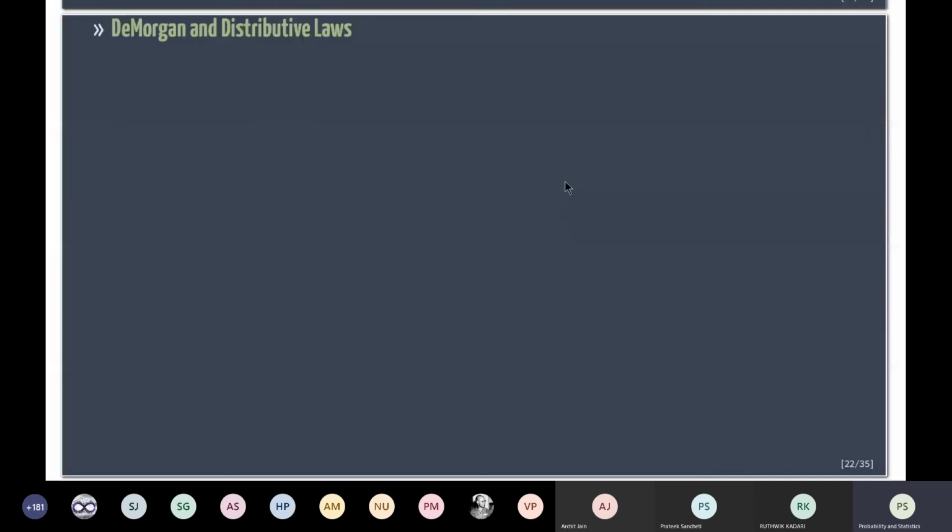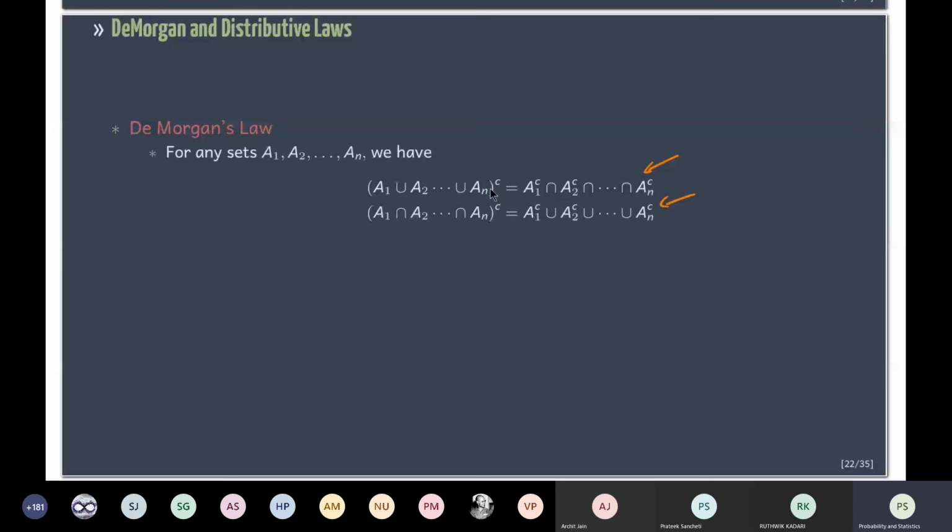And then there is De Morgan's law for any sets A1 to An. We have seen this De Morgan's law in the discrete maths class on set theory. The complement of the union is the intersection of the complements, and the complement of the intersection is the union of the complements. And then we have distributive laws. If you don't recall these, then you should know these things by now.